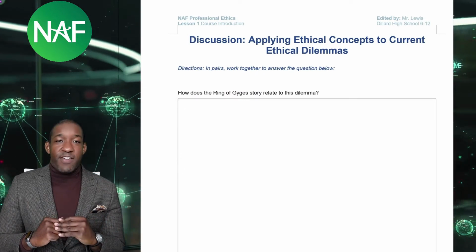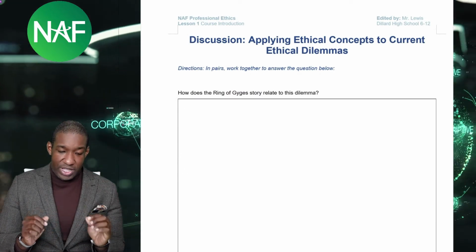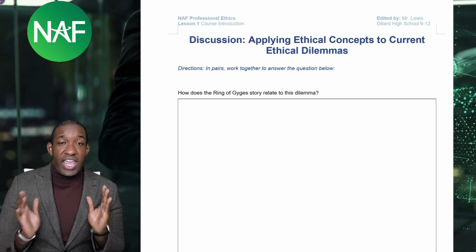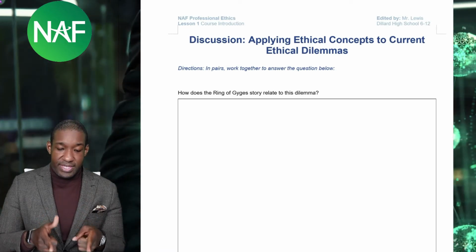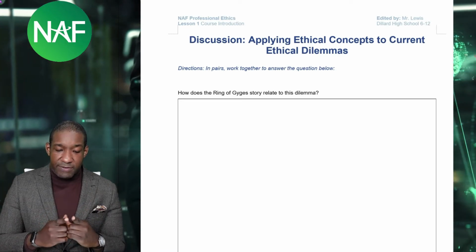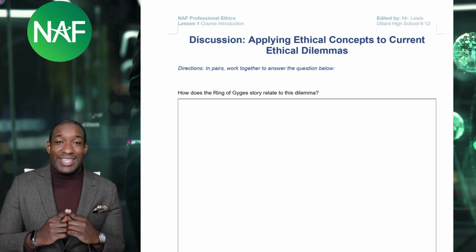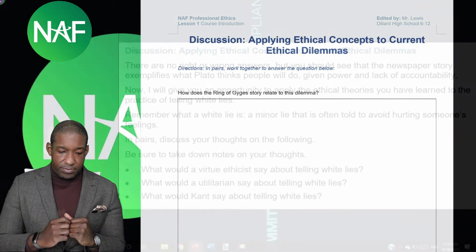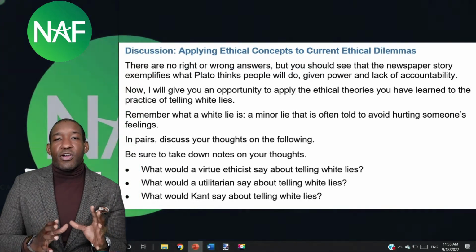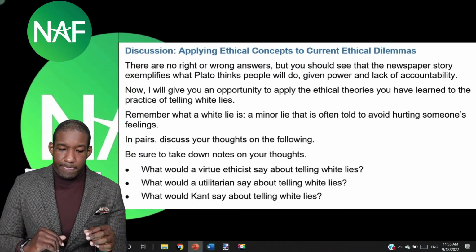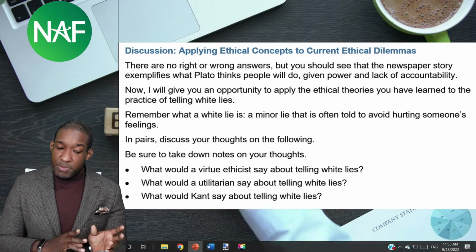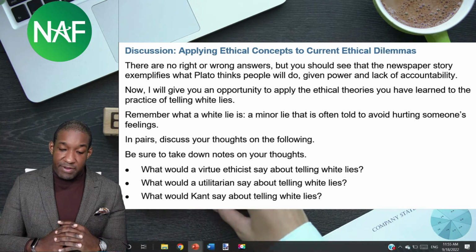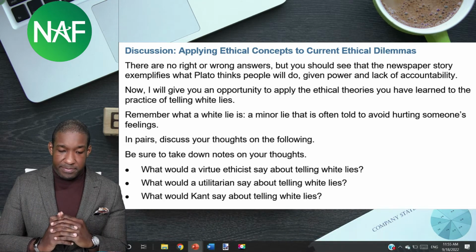Once again, if you have my class, the next page, you will actually answer this and you will work together with your partner in pairs and write your responses down on this sheet. How does the Ring of Gyges story relate to this dilemma regarding San Francisco housing? There are no right or wrong answers, but you should see that the newspaper story exemplifies what Plato thinks people will do given power and lack of accountability.